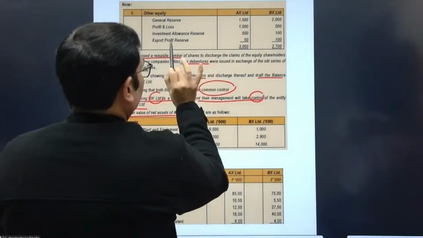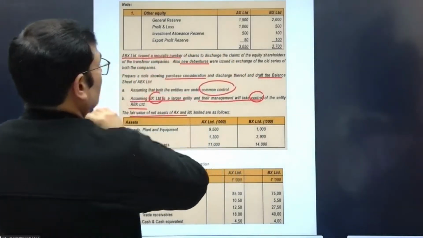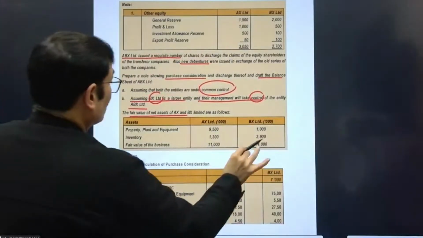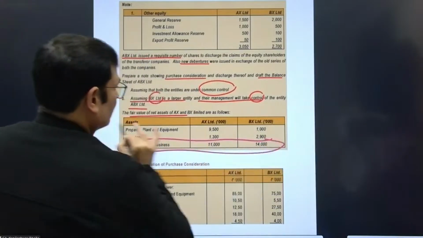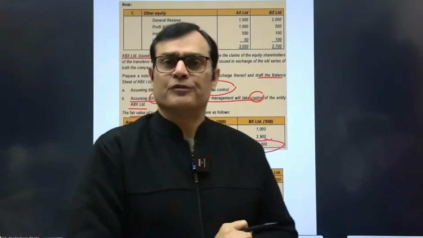How many shares is not given. Requisite number of shares to discharge the claims of the equity shareholders of the transferor company. Now, if you notice in the last block, you are given the fair value of the businesses, that is 11,000 and 14,000.